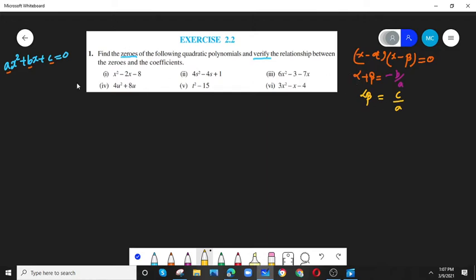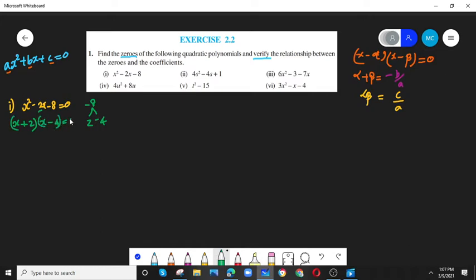First find the zeros. So first question, we have to find the zeros of x square minus 2x minus 8 equal to 0. Which value makes this function become 0, that we have to find. So the product of two numbers is minus 8, the sum of two numbers is minus 2. 2 and 4 give 8, and when you take the difference, minus 4, 2 minus 4 is minus 2. So the answer becomes x plus 2 and x minus 4.